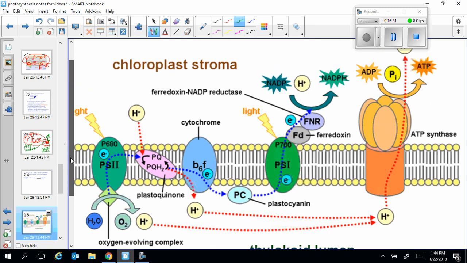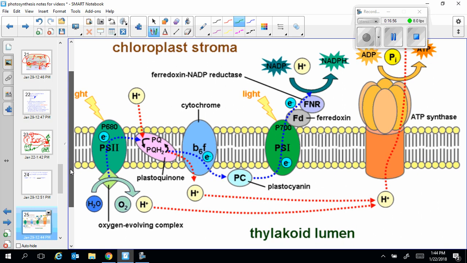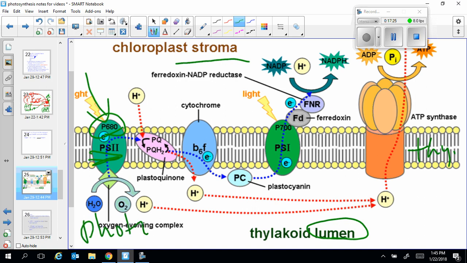Okay, here's the diagram I was looking for before. I know it might look a little bit overwhelming right now, but I want to spend some time digesting it with you. So here is my thylakoid membrane. Inside of here is the lumen, and outside here is the stroma. This is photosystem 2, which is also called P680 because it absorbs 680 nanometers of light very well. That's the wavelength of light that it absorbs. And here's light coming in. And then down here, this is photolysis. This is the splitting of water that happens right at photosystem 2.